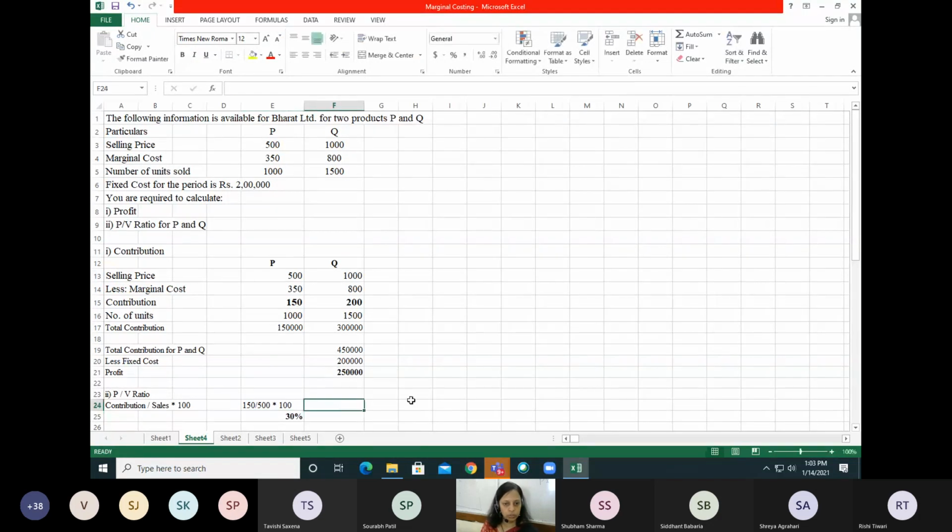For product Q, 200 divided by 1000 into 100. So 20%.